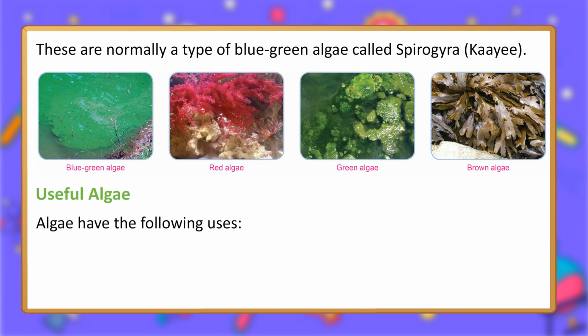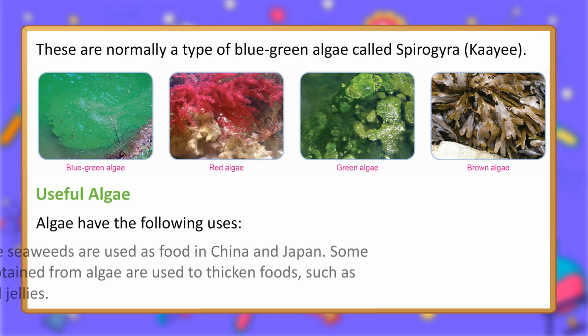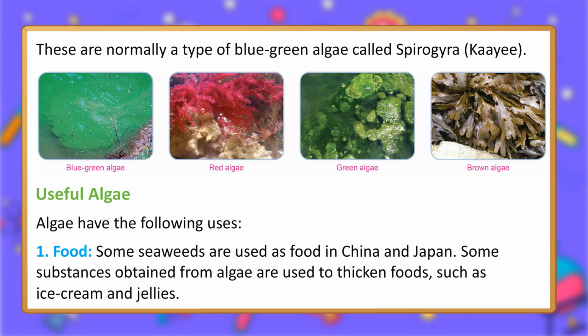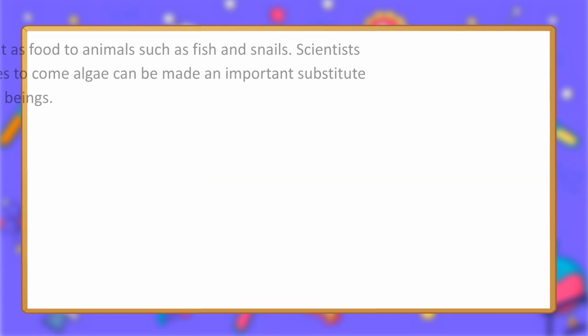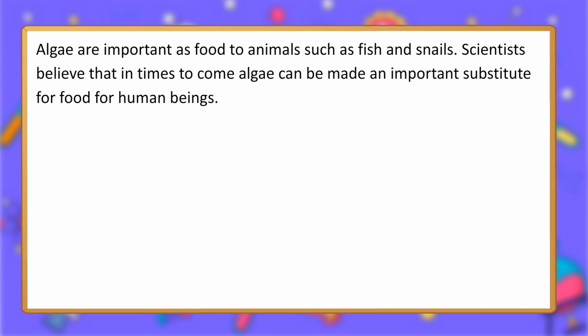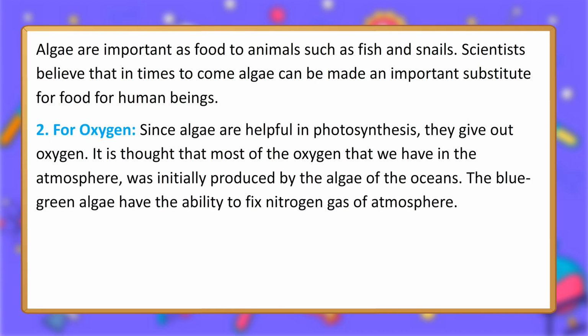Useful algae. Algae have the following uses. 1. Food. Some seaweeds are used as food in China and Japan. Some substances obtained from algae are used to thicken foods, such as ice cream and jellies. Algae are important as food to animals such as fish and snails. Scientists believe that in times to come algae can be made an important substitute for food for human beings.